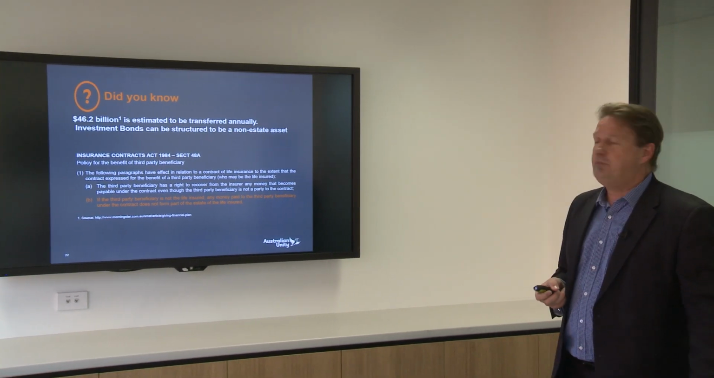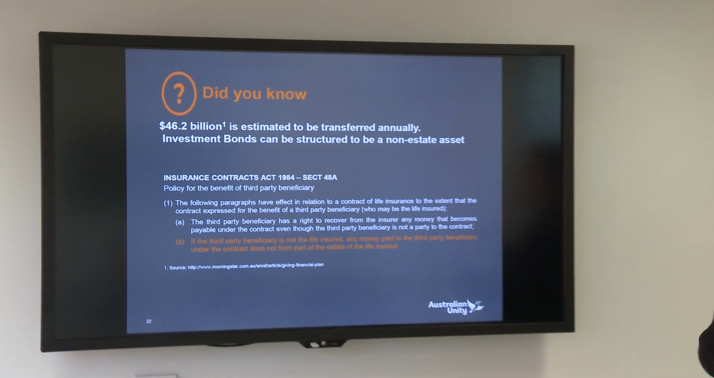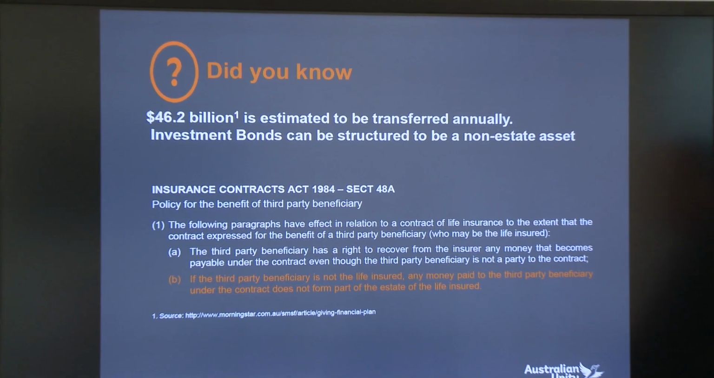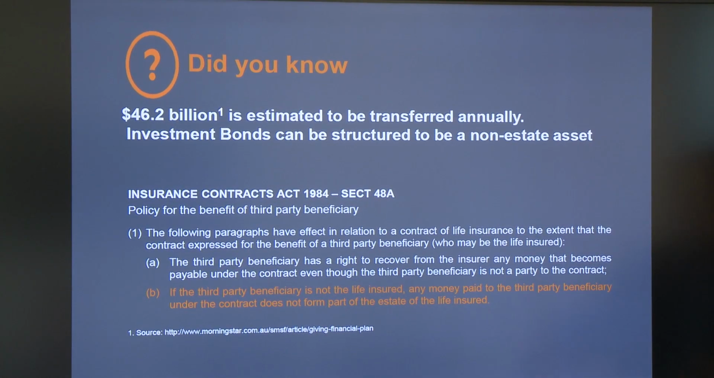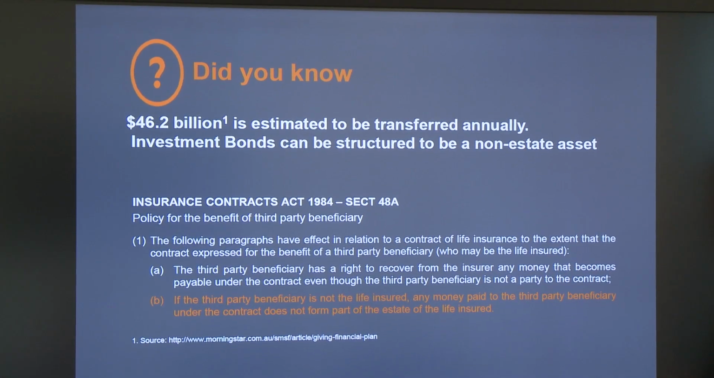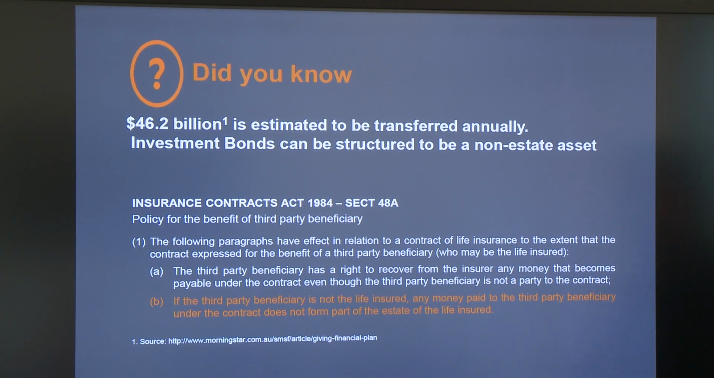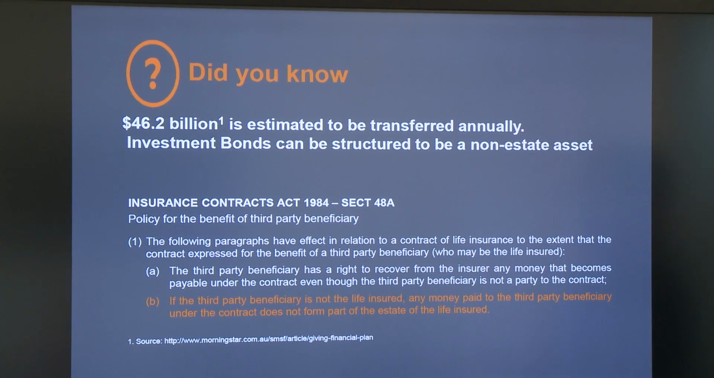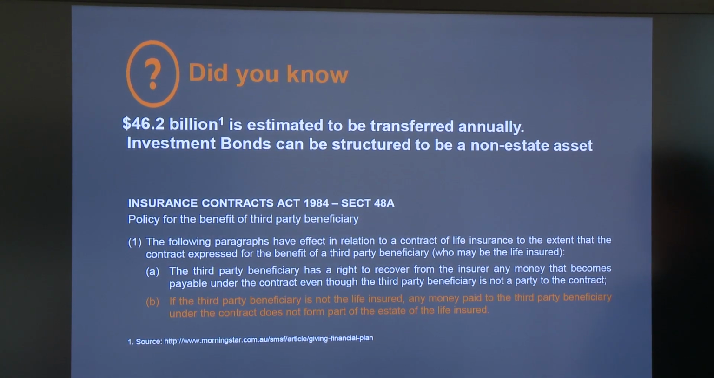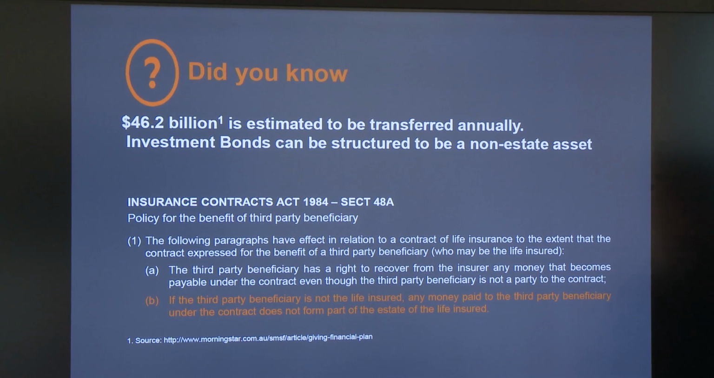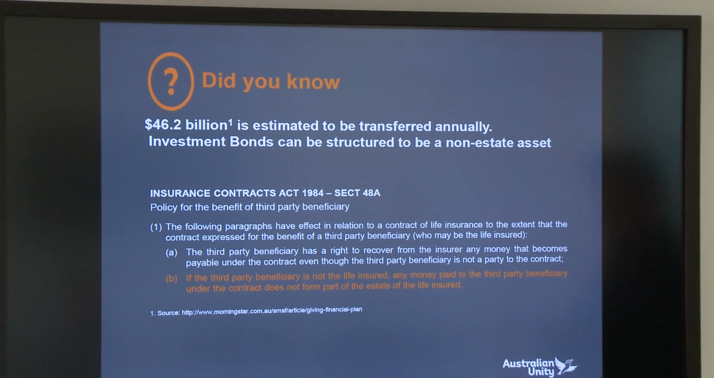Something like $46 billion every year is transferred through estates. That's a huge number. And given that there's a lot of money being transferred from one generation to the next, investment bonds can be structured to be a non-estate asset. I've got a little section of the Insurance Act there, but essentially what it says is that investment bonds do not form part of an estate where the owner has deceased. So again, an important aspect to consider where there may be claims against your estate.